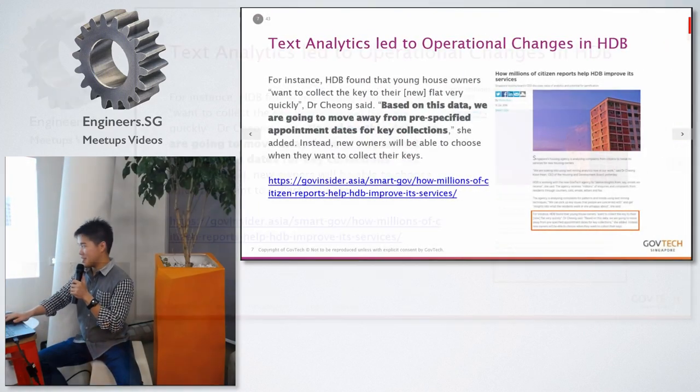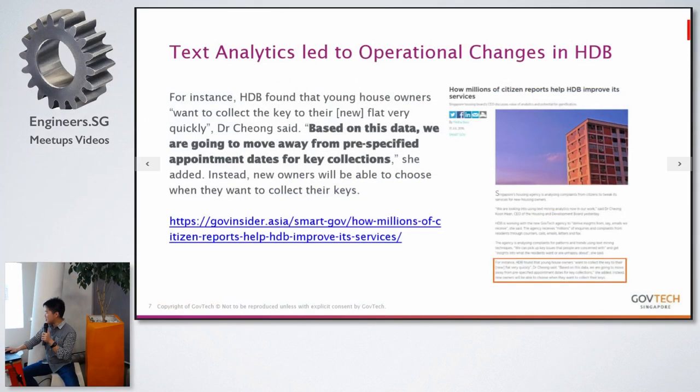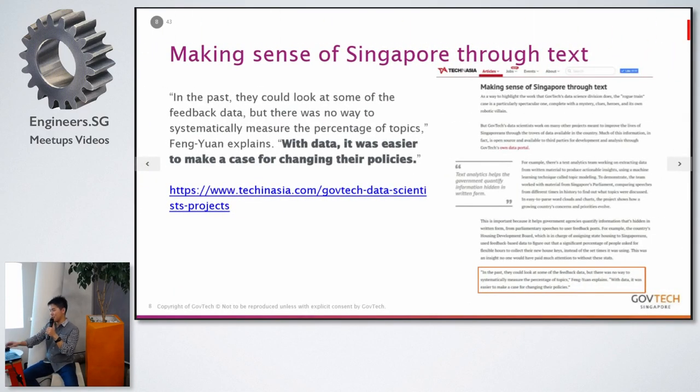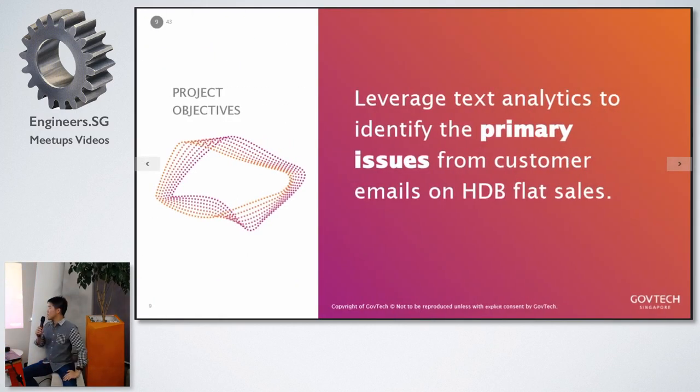If you have gone through some articles that have been published, just from Gov Insider as well as Tech Asia, you can go through their websites to have some information. So basically, for the benefit of the non-Singaporeans in the audience, HDB is the Housing Development Board, which is the agency that builds public housing for Singaporeans. And the data that I analyzed came from HDB sales, which means those from the BTO that Singapore citizens and PR can apply to for public housing.